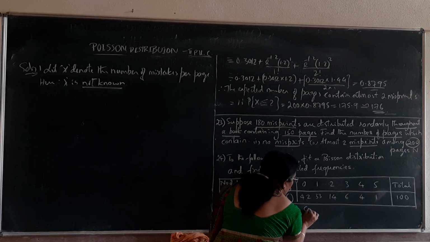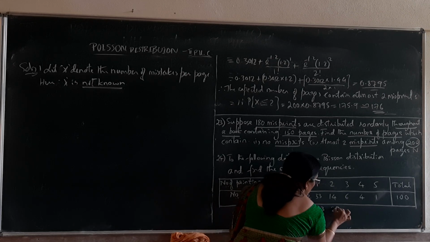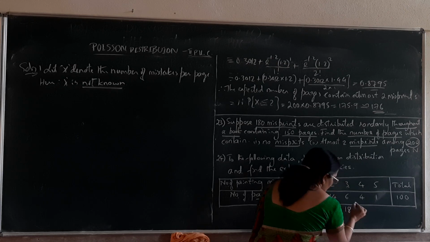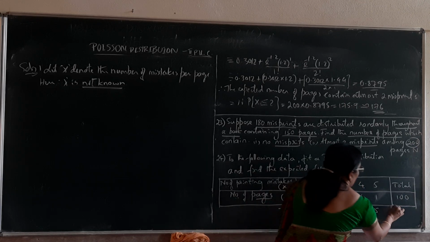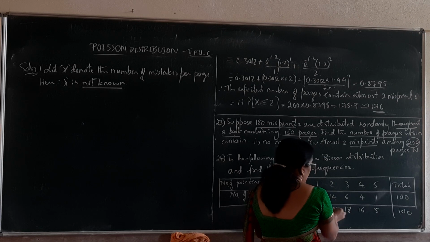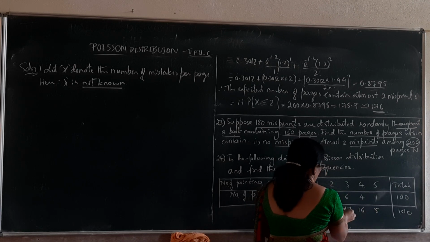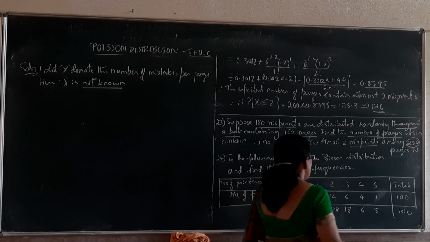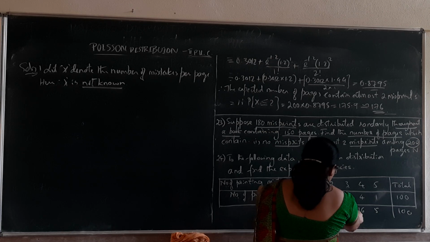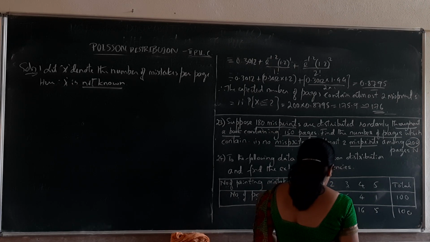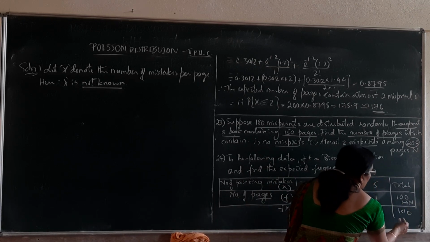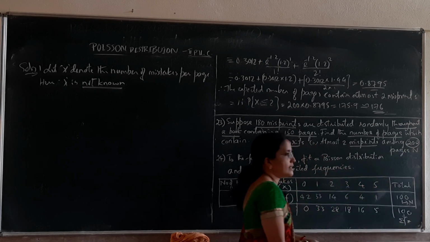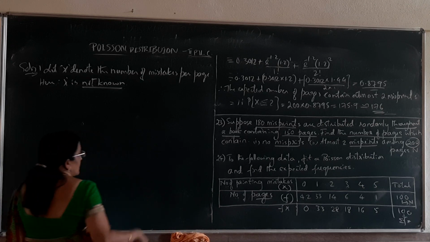The fx values are 0 into 42, 0. Next 1 into 33, 33. 14 into 2, 28. Next 6 into 3, 18. Next 4 into 4, 16. 5 into 1, 5. And the total here is 100. Here, the total of f is considered as capital N, and this is sigma fx. Now first we have to find x bar.